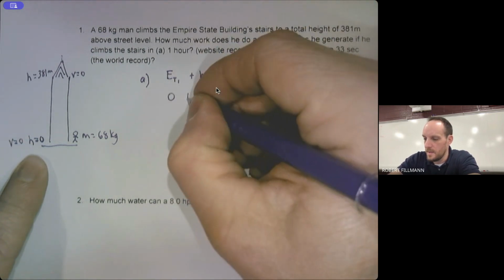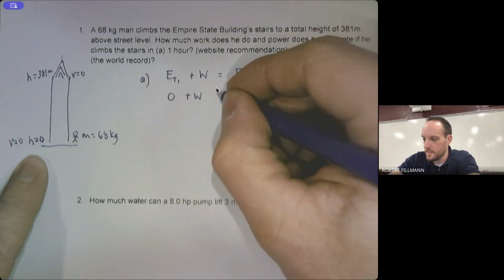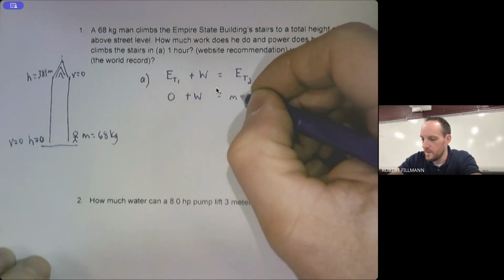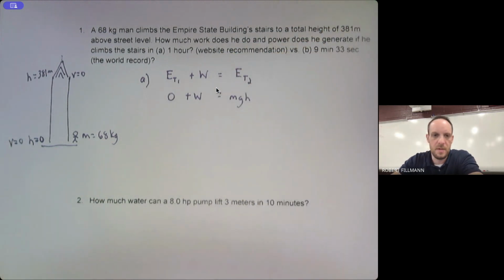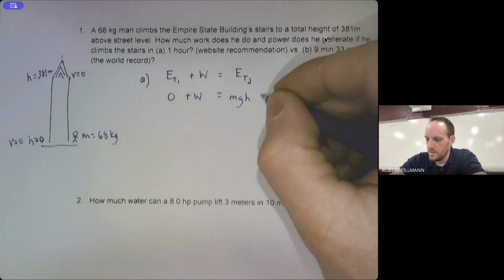Then some work is being done. And when he gets to the top, he's going to have some gravitational potential, mgh. So the work done is simply the gravitational potential energy that the guy gains. He doesn't end up gaining any kinetic energy, he just gains height. And this work could be done by anything. It could be done by the elevator if the elevator lifts him up. It could be done by a jetpack. In this case, it's being done by his legs as he walks up the Empire State Building.